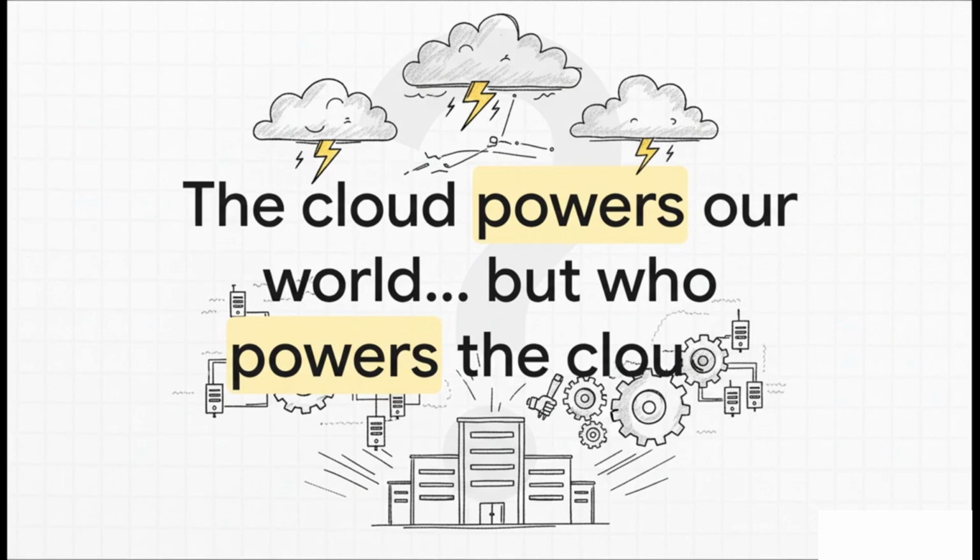Wow. Okay, we have covered a ton of ground here. We've gone from the 3 layers of the cloud stack all the way down to the magic of virtualization that makes it all possible. It's pretty clear the cloud powers just about everything in our modern world, which leaves us with one last pretty big question to think about. In a world that runs almost entirely on rented infrastructure, who's really holding all the power?